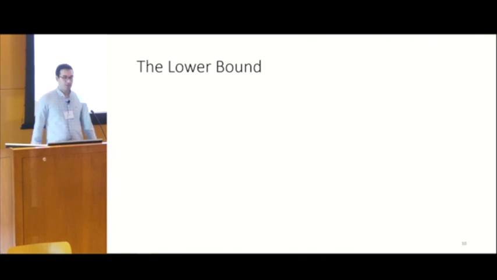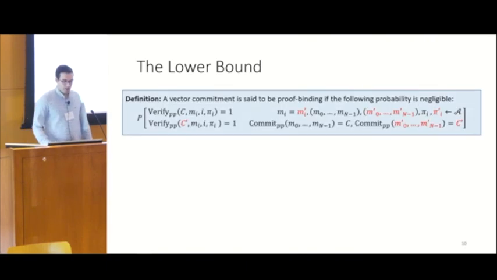Finally, I would like to talk a little bit about the lower bound. So our lower bound applies to vector commitments that satisfy a special property that I would like to call proof binding. Although it's not that special, almost any vector commitment that you know of satisfies this property. So this property says that it's hard for an adversary to find 2 sequences of messages that disagree at least one message. But suppose these 2 messages agree at an index I.